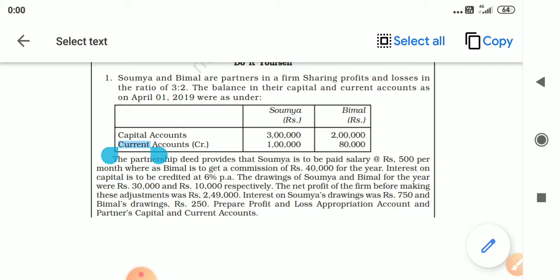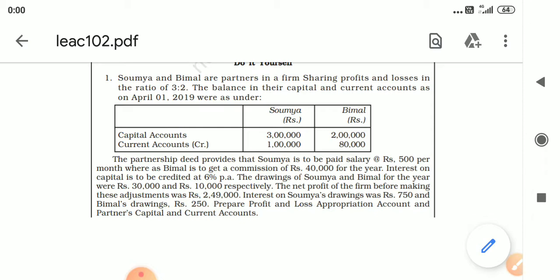And it is written credit. Credit means the balance brought down will appear on the credit side. And for capital accounts, they will not mention credit. In a fixed capital account, the capital balance will always have a credit balance. It's only in the fluctuating capital account that you may have a credit balance or a debit balance.